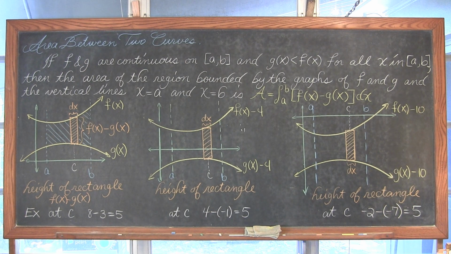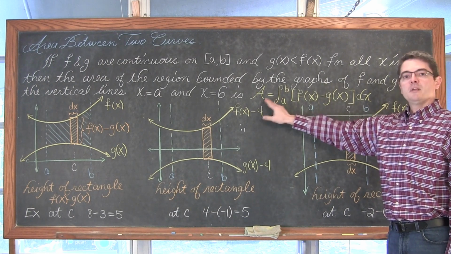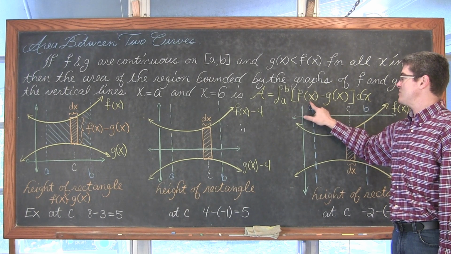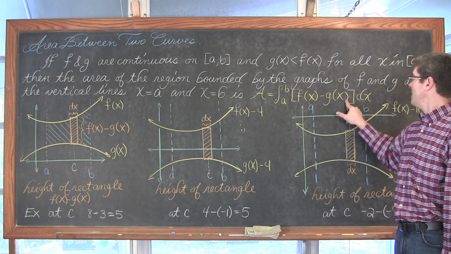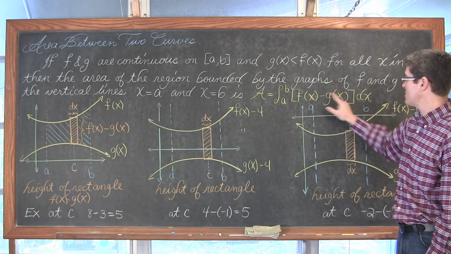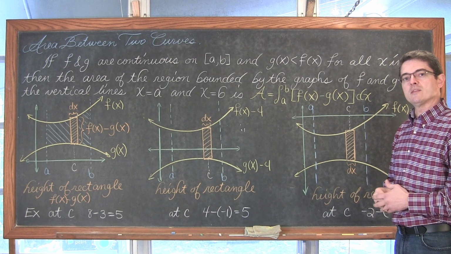If f and g are continuous on the closed interval [a, b], and if g of x is less than f of x for all x in the closed interval, then the area of the region bounded by the graphs of f and g and the vertical lines x equals a and x equals b is equal to the definite integral from a to b of f of x minus g of x dx. We're integrating with respect to x because that's our independent variable the way this formula is written.